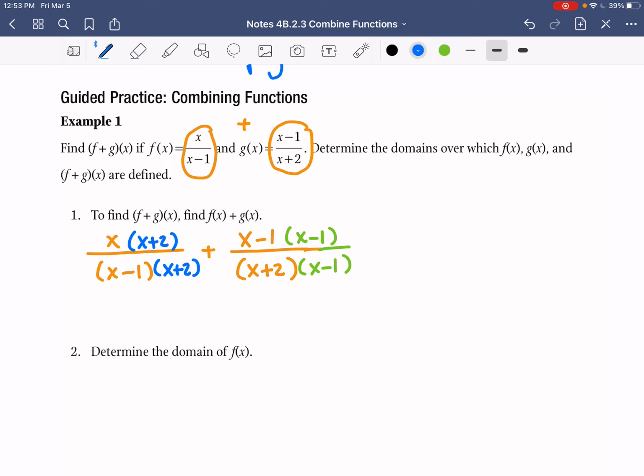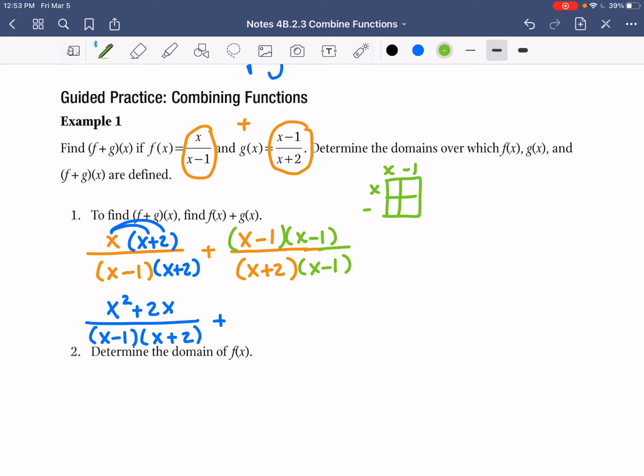So on top, we have x times x plus 2. So I distribute. I get x squared plus 2x over the denominators. You don't actually have to multiply out. You can. You don't actually have to multiply them out though. Plus, and then on top over here, we have an x minus 1 times x minus 1. So you'd have to do a little box method for that. When you do your box method, you end up with x squared minus 2x plus 1. And on the bottom, you don't actually have to multiply them out. You could.